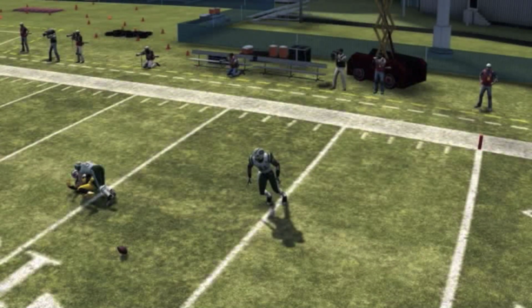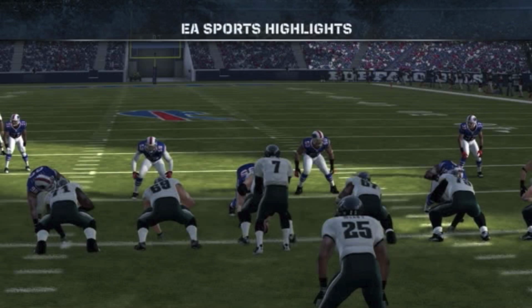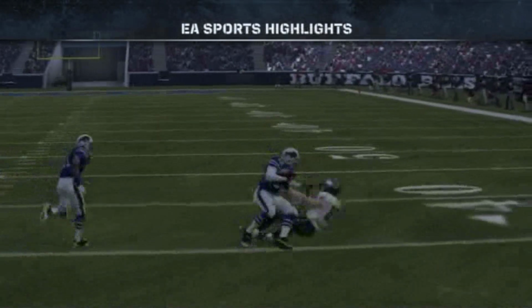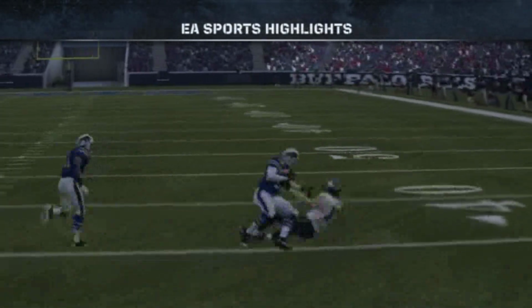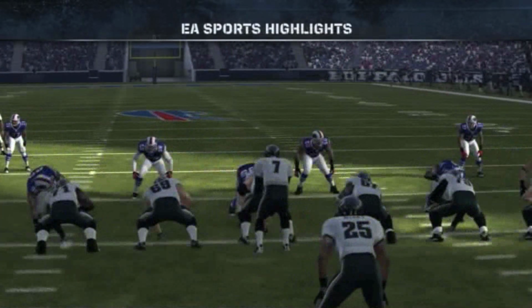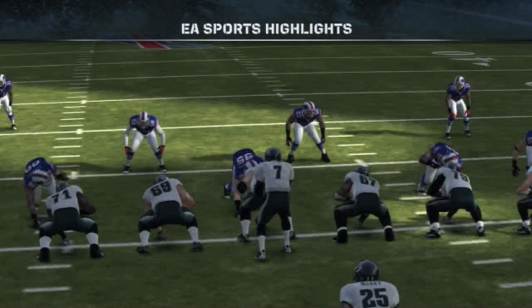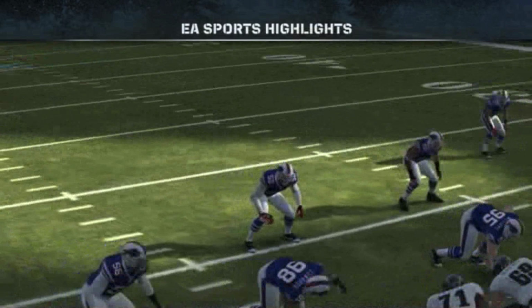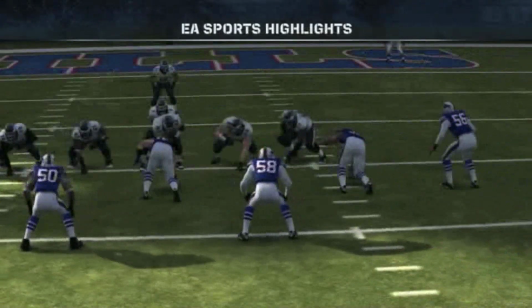This can't happen. The read and react needs to eliminate these types of things. The interactions between the wideout and the DB, as well as the animations, have to get a boost. It needs to be more organic going forward. Madden 13 needs to have these things, not Madden 14.